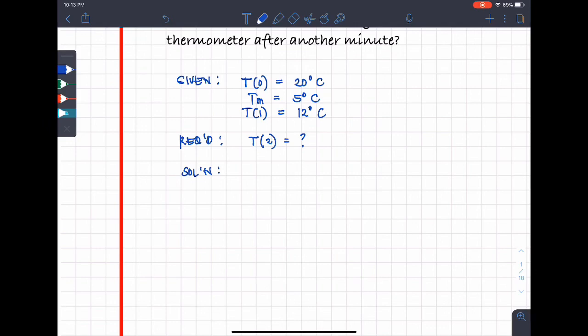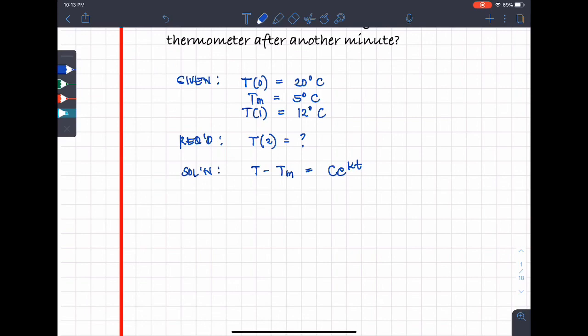So we were able to derive it before, so we're just going to use it right away. And our formula then would be T minus T sub M equals C e^(kt). So that is our general formula.